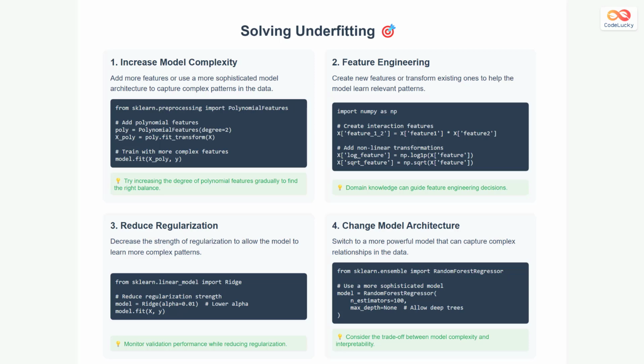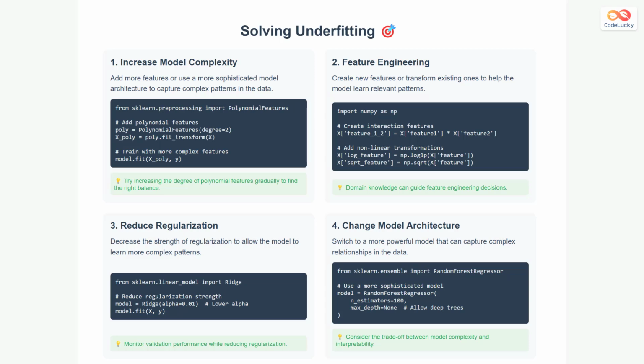The third solution is to reduce regularization. Decrease the strength of regularization to allow the model to learn more complex patterns. Below is a code snippet. from sklearn.linear_model import Ridge. Reduce regularization strength. model equals Ridge with alpha equal to 0.01. Lower alpha. model.fit(X, y). Monitor validation performance while reducing regularization.